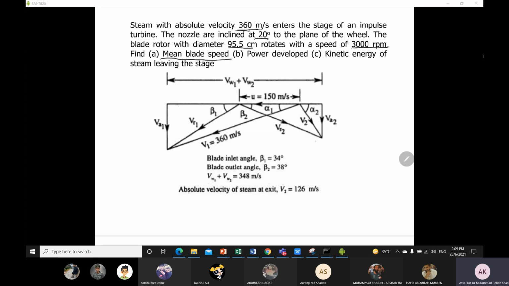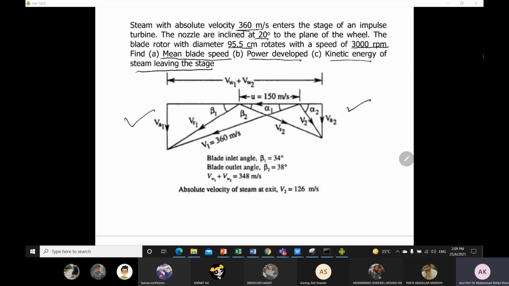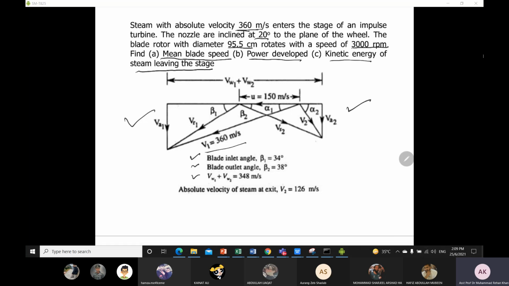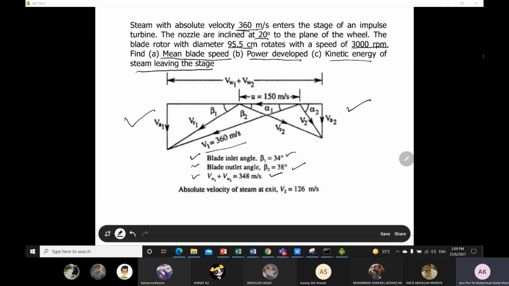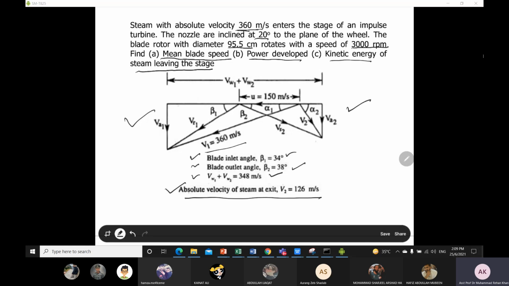Find the mean blade speed, power developed, and kinetic energy of steam leaving the stage. These three parameters you have to find using this combined velocity diagram. Every time you see this type of problem, the velocity diagram and all these parameters are mentioned, so do not worry about how to find them. If you look into the diagram, we have V1, the blade inlet angle, and the blade outlet angle given. The combination of whirl velocity at inlet and outlet is equal to 348 meter per second, and the absolute velocity of steam at exit, V2, is given.